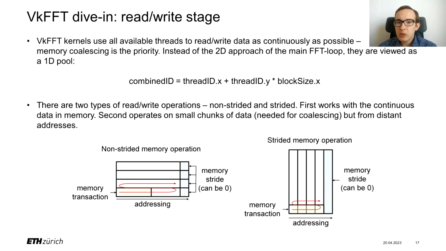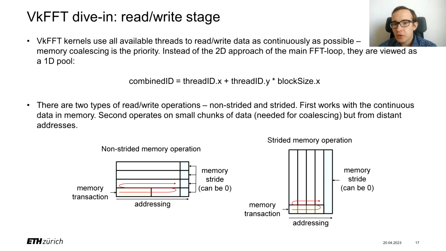On this slide, I will describe how VkFFT handles global memory communications. VkFFT is designed to have as few global memory transfers as possible. VkFFT kernels also use all available threads to read-write data as continuously as possible. Memory coalescing is the priority here. Instead of the 2D approach of the main FFT loop, they are viewed as a 1D pool here.